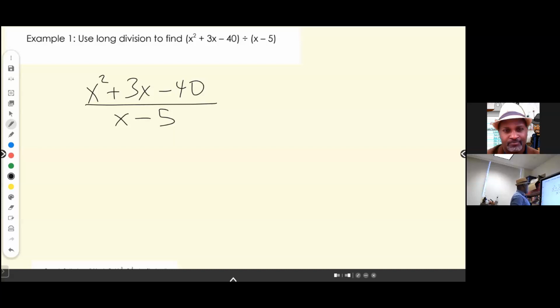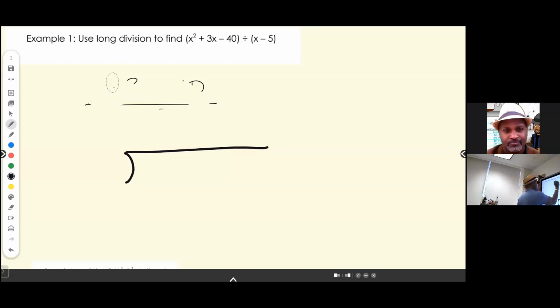But we're going to do it a little differently. We're going to go old school. So I'm going to get rid of this for a second. I didn't have to, but I just wanted to. This part right here is called the dividend. That's what they call it. The dividend is going to go inside.